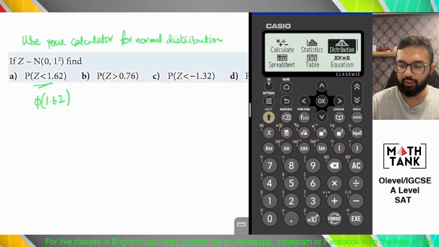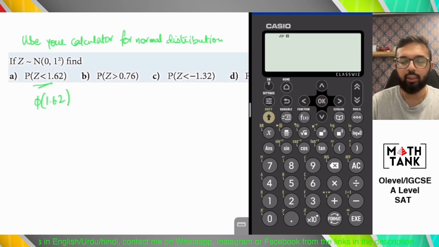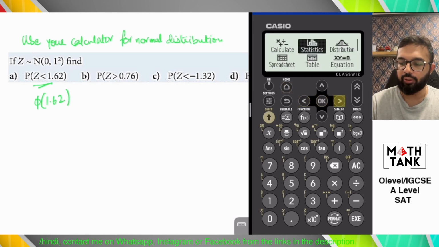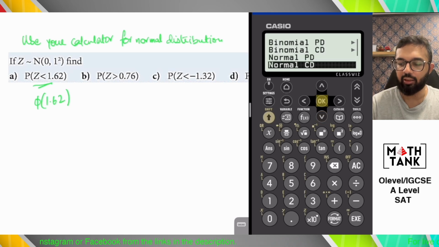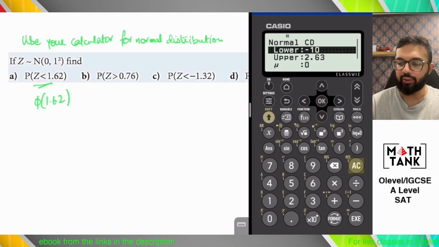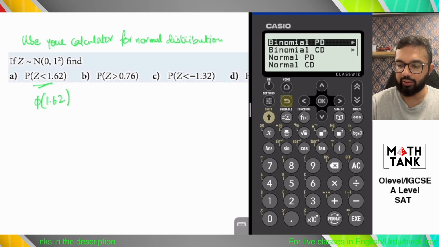Now your calculator should be in this home mode right now. You go to distribution again. You go to normal CD. I have these numbers typed here. I could erase them for you.